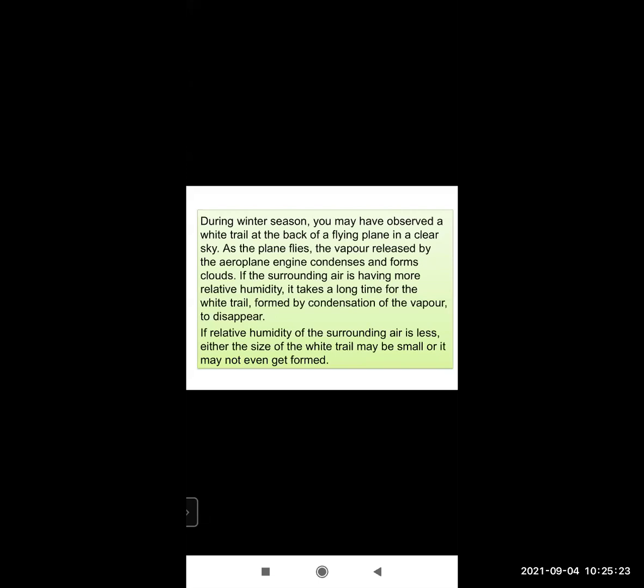Clear? If the surrounding air has more relative humidity, then whatever white trail is formed will take a long time to disappear. But if the relative humidity of the surrounding air is less, what will happen? Either the size of the white trail may be small or it may not even get formed. So it totally depends upon the relative humidity when we see the white trail behind the plane.